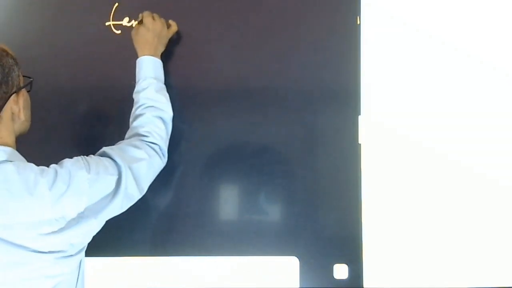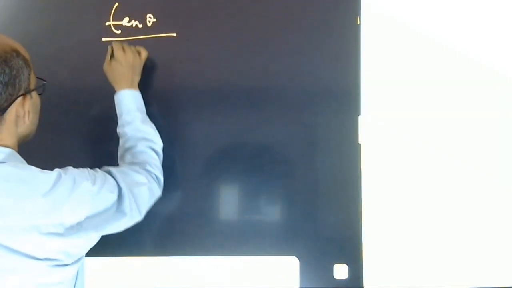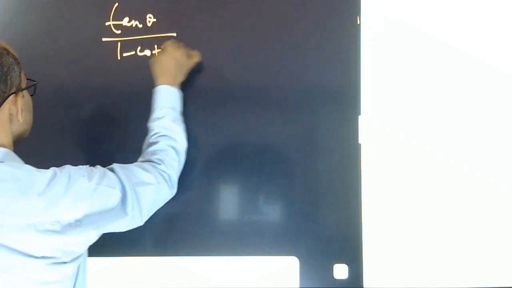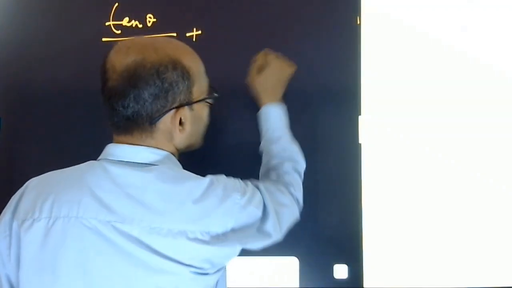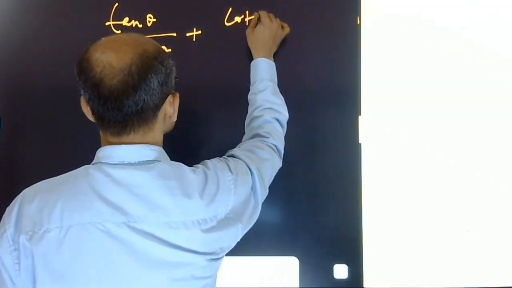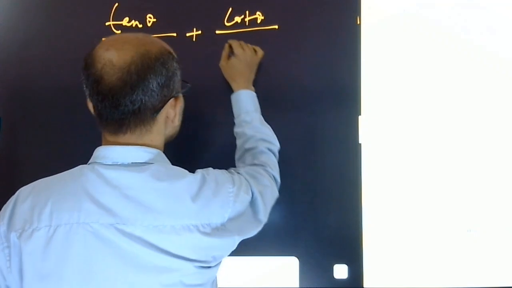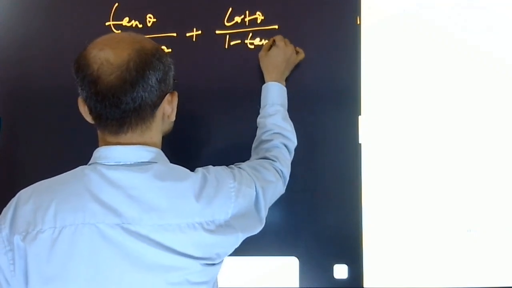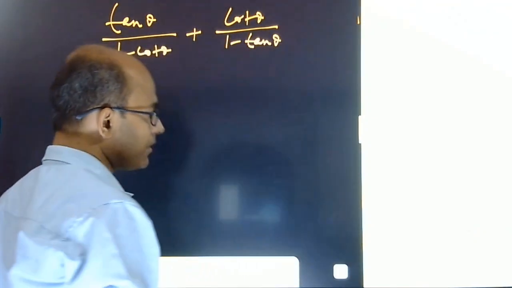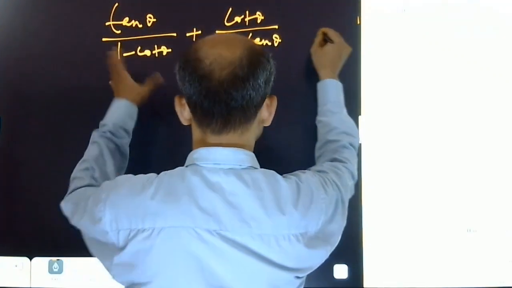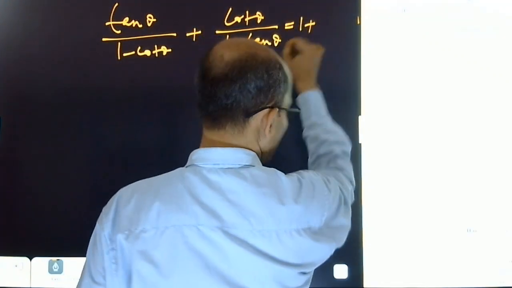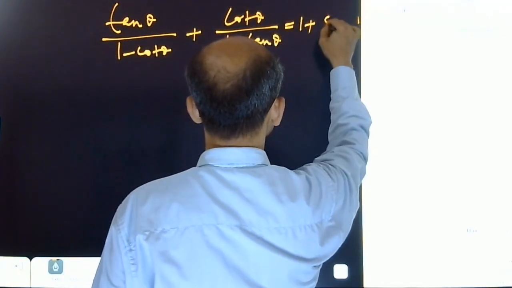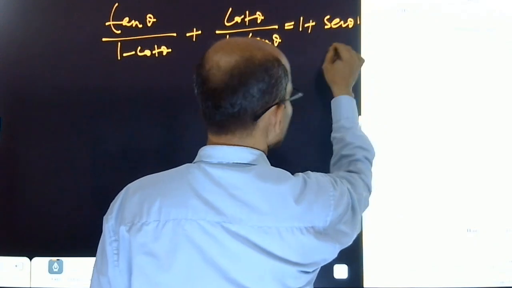We have another problem: tan theta divided by 1 minus cot theta, plus cot theta divided by 1 minus tan theta. This is the LHS, and we are required to prove that it equals 1 plus sec theta cosec theta.